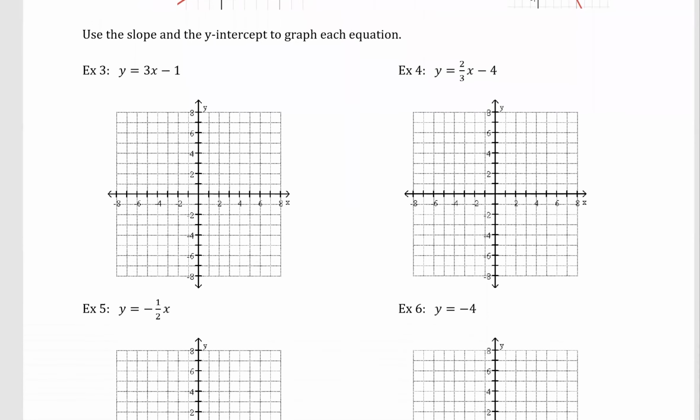So example 3, the y-intercept is at (0, -1). Always write your y-intercepts as ordered pairs. So go to (0, -1) and put a dot. The slope is 3. It might help you if you put 3 over 1. Rise 3, run 1.